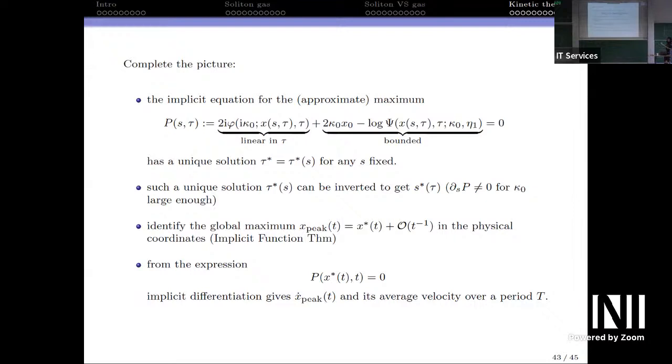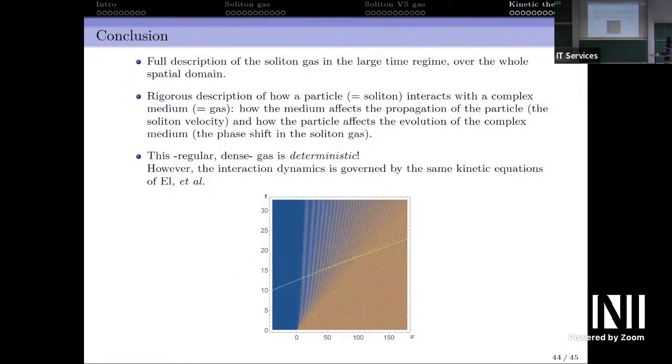And that's it. So just to give you some overall conclusion, we gave a full description of the soliton gas and of the soliton plus gas in the large time regime. We gave a rigorous description of how a particle, the soliton, interacts with a medium, which is the gas. This was all observed before in numerical experiments, but this is actually a rigorous proof. So we have rigorous formulas in the large time regime, and we see how both the soliton and the gas interact with each other. The gas gets a shift, the soliton gets accelerated, and we can quantify that.